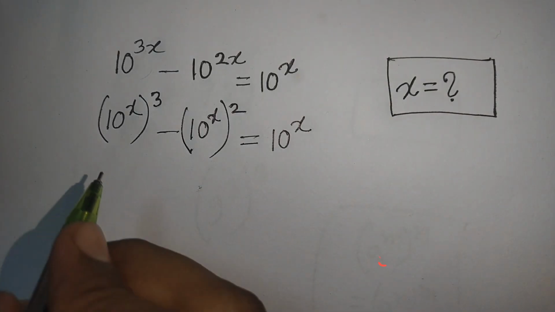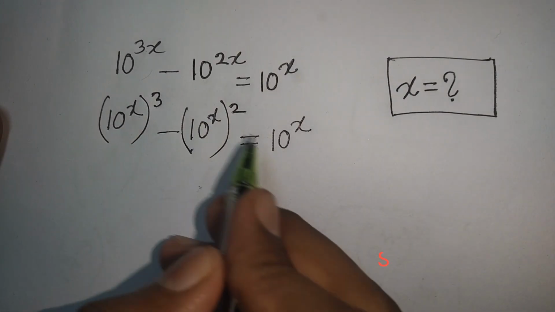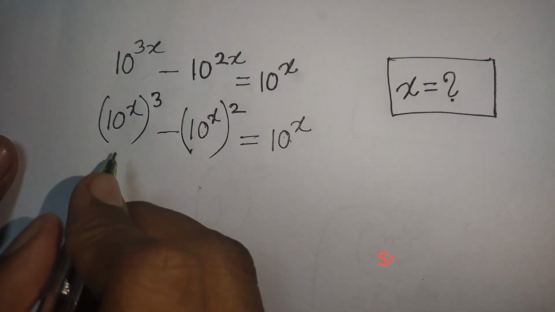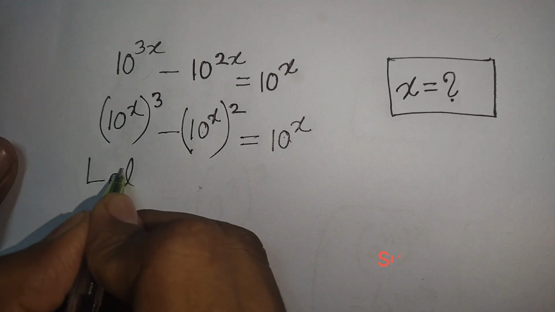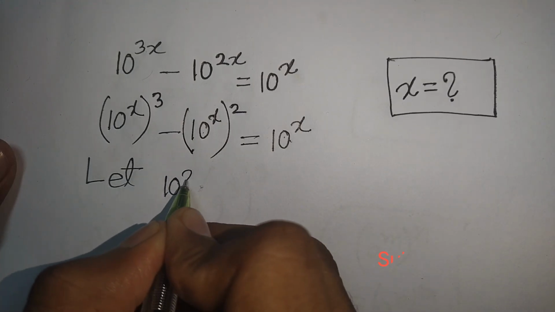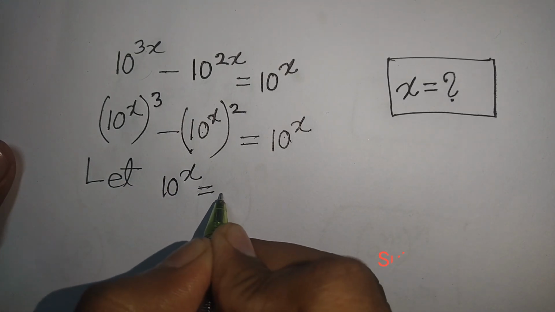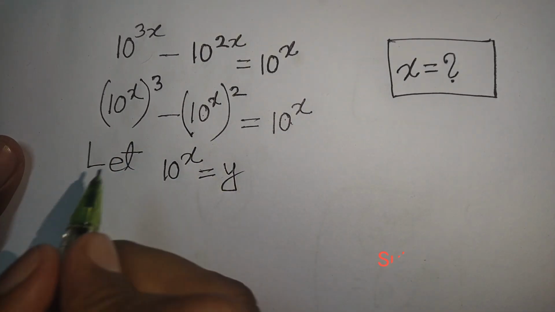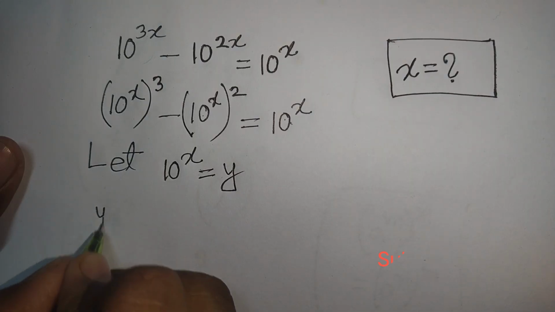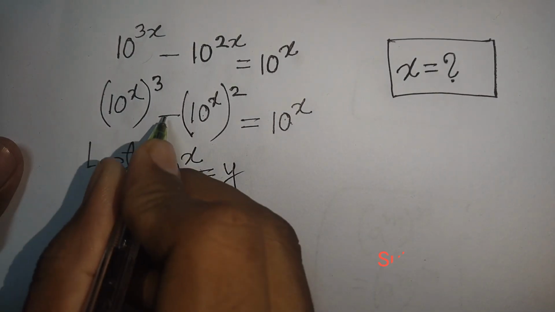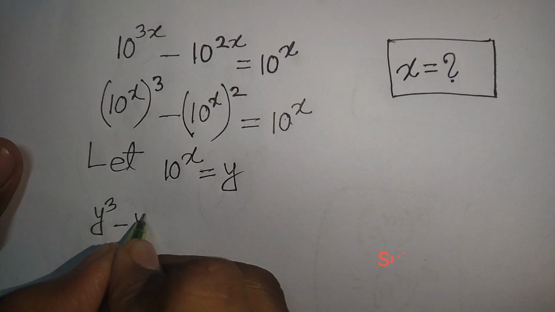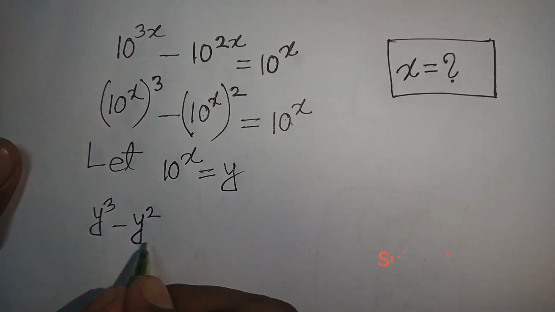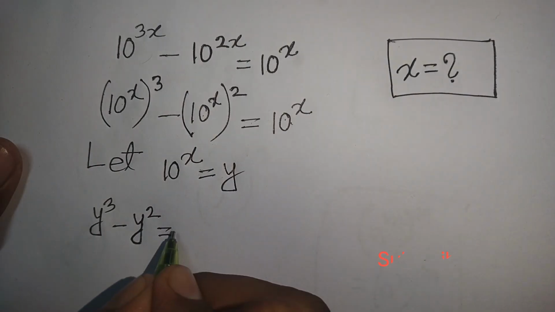Now we see 10^x, 10^x, 10^x. Every term is the same. So let 10^x be substituted by y. So our equation will be y cube minus y square is equal to y.